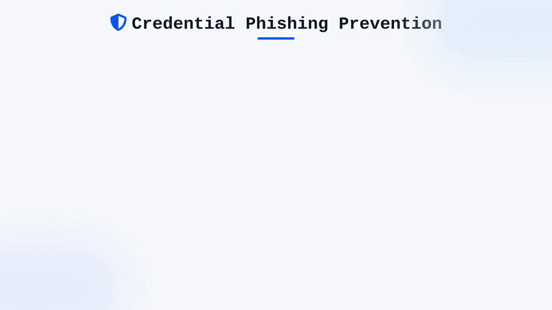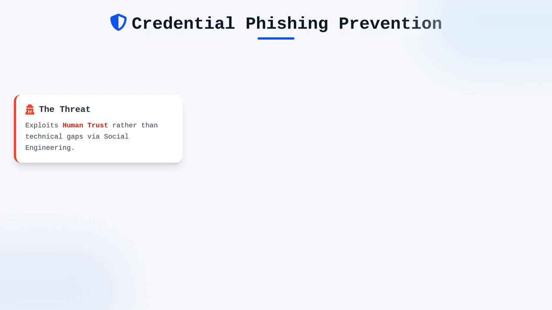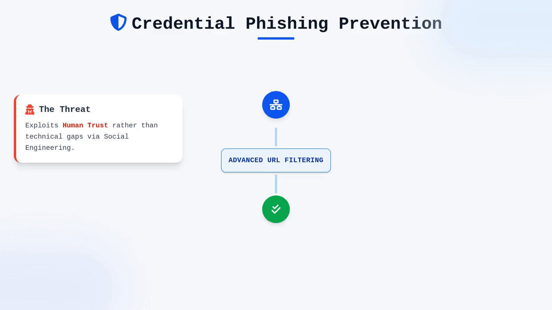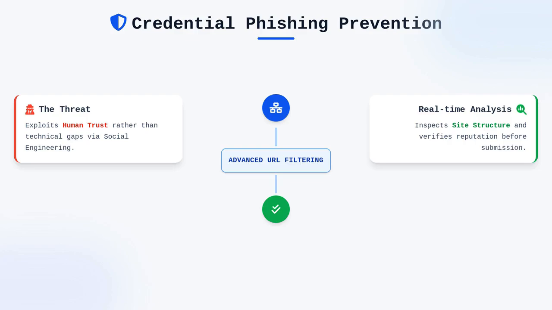A significant component of this module is the prevention of credential phishing, which exploits human trust rather than technical vulnerabilities. The advanced URL filtering subscription enables the firewall to inspect the submission of credentials to websites, identifying potential phishing attempts based on real-time analysis of the site structure.